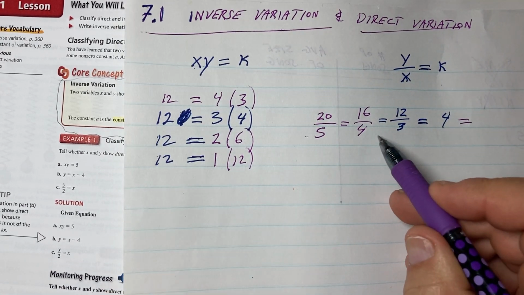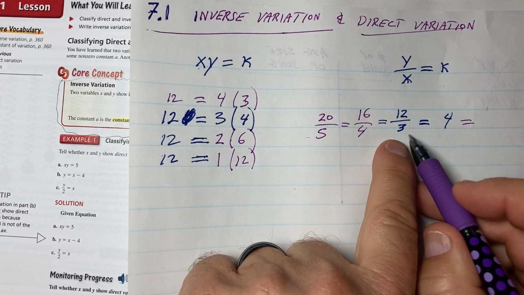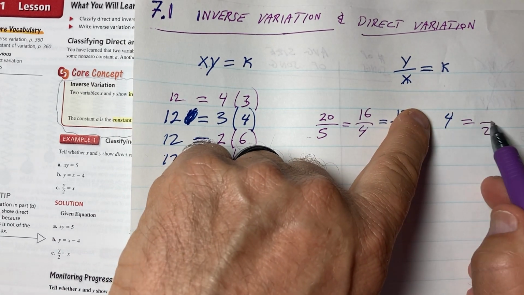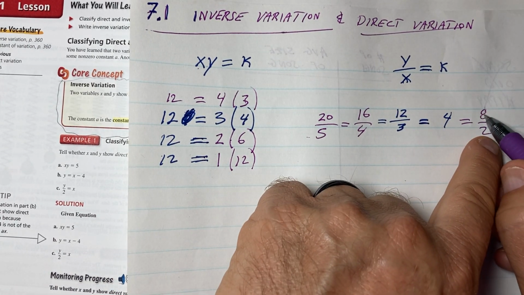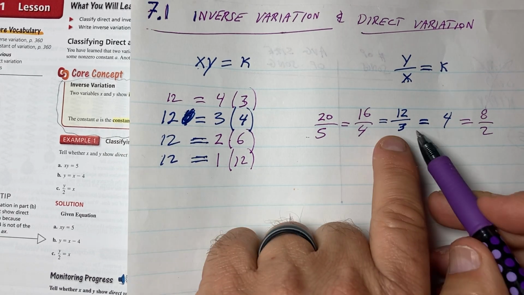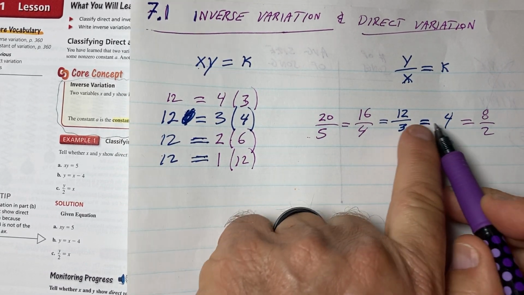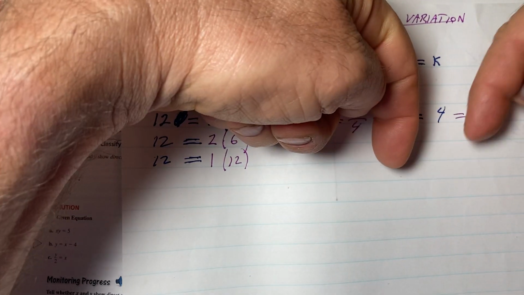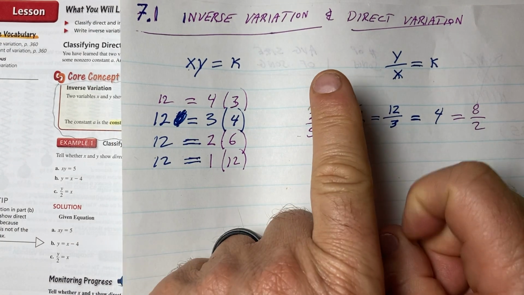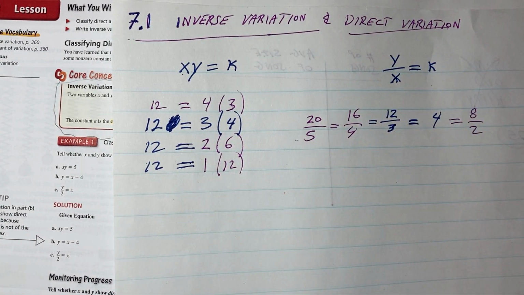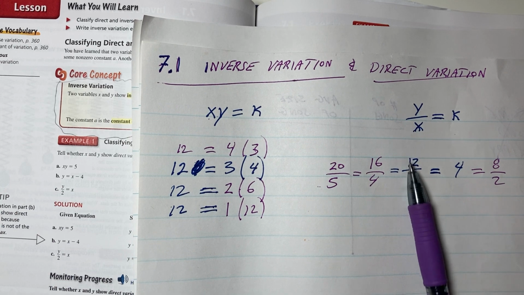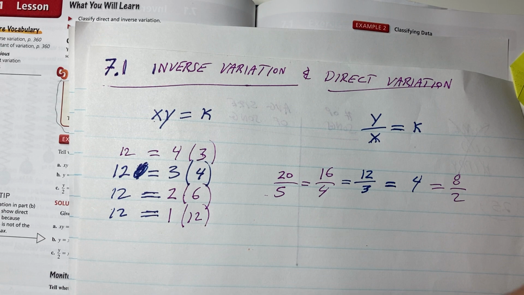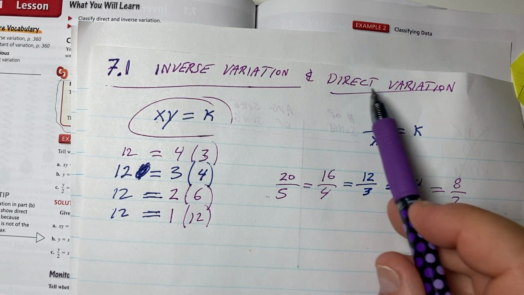What happens if we decrease it? Let's say the bottom number decreases to 2. If the constant is still going to be 4, this number has to decrease as well. So when one goes down, the other goes down, or if one goes up, the other goes up. That's direct variation. That's the difference between direct variation and inverse variation. Inverse variation is set up this way. Direct variation is set up this way.